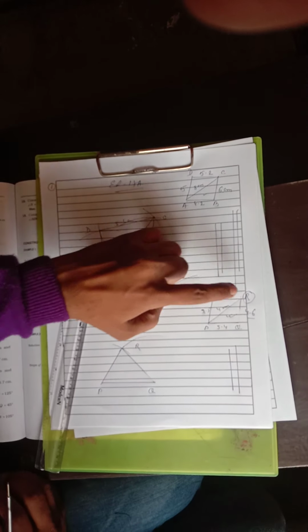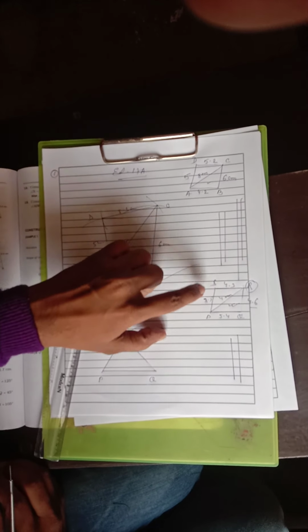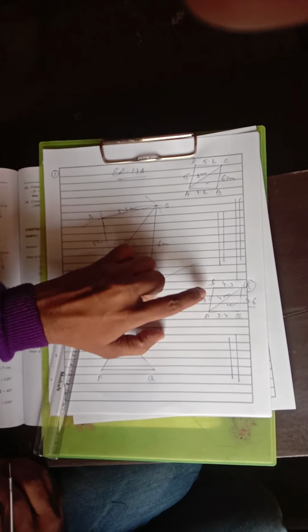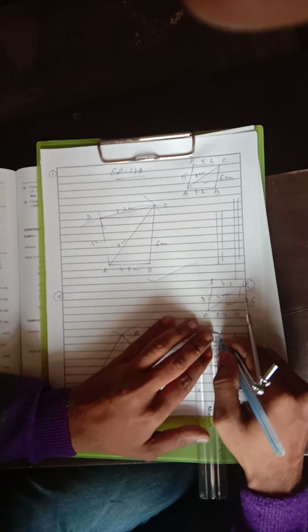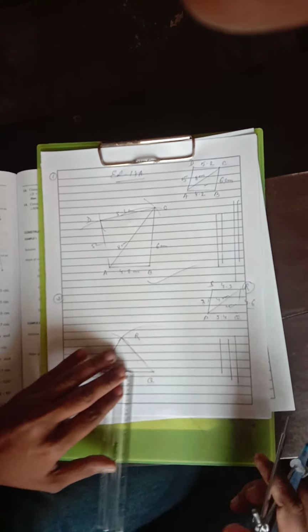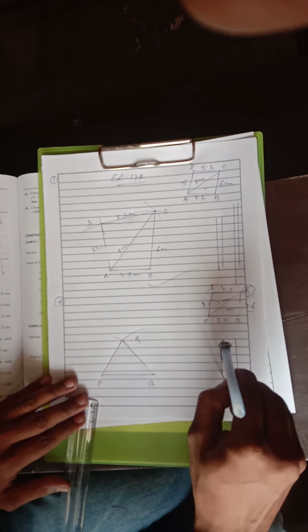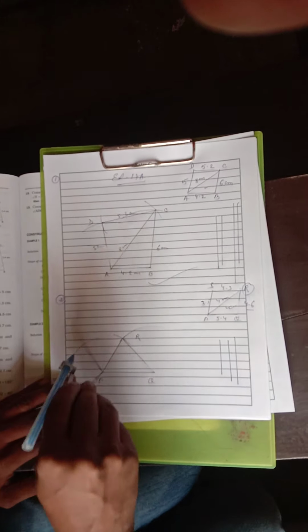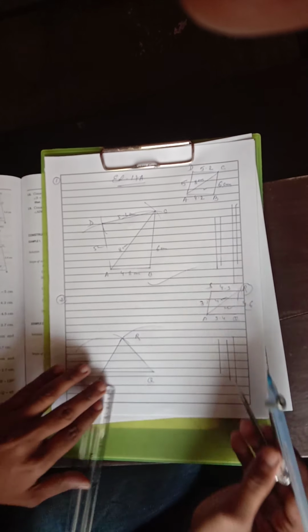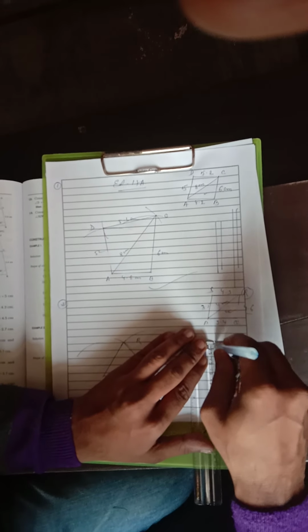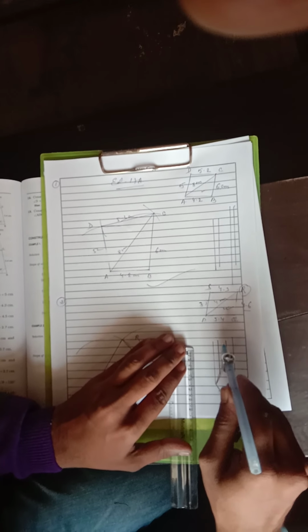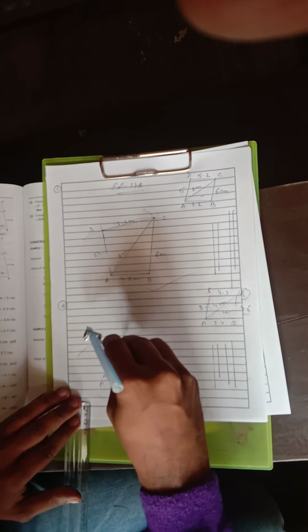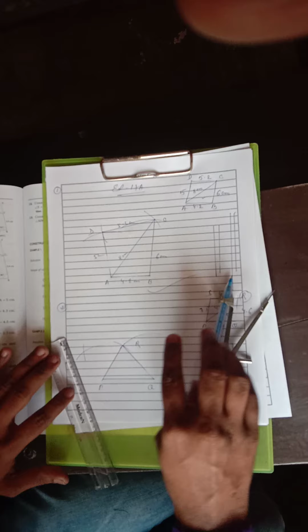Again, from P to S it is given as 3.5. Make a line of 3.5. Measure it, 3.5. From P cut 3.5. From R it is given as 4.3. So here 4.3. Now we can join it.